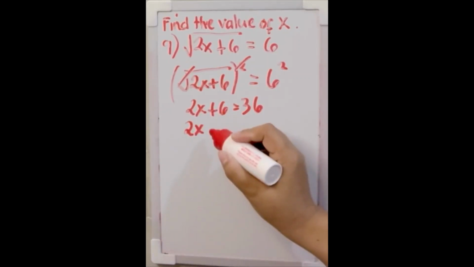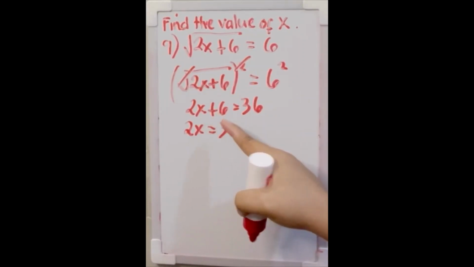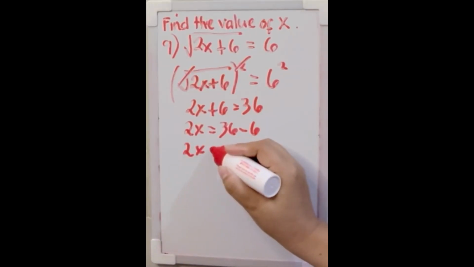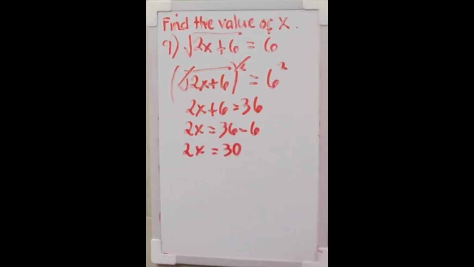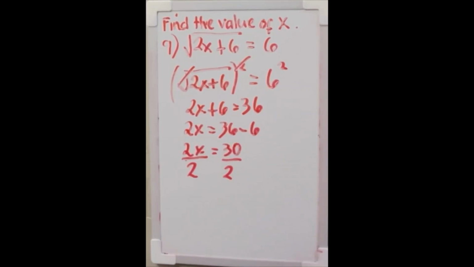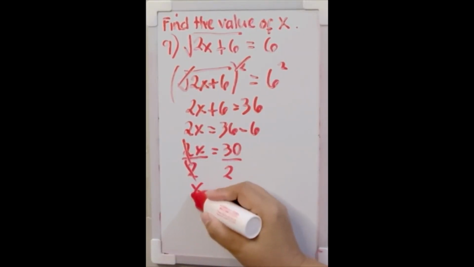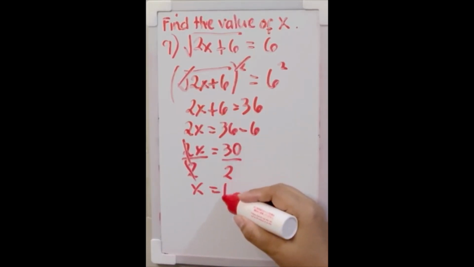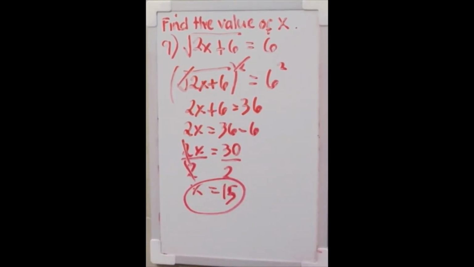Now we can transfer 6 to the other side of the equation. So rewriting, we have 2x equal to 36 plus 6, or positive 6, will now become negative 6. So 2x is equal to 36 minus 6 is 30. So now next is to divide both sides by 2. So 2 divided by 2 is just 1. So we will write x equal to 30 divided by 2 is 15. So you have x is equal to 15.